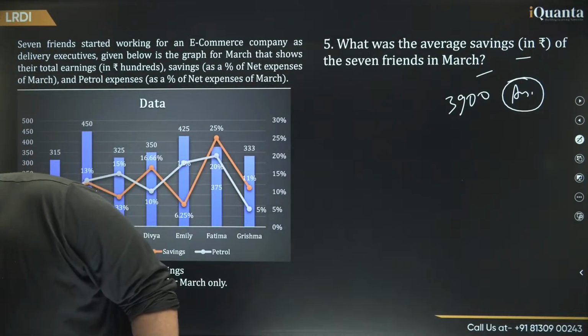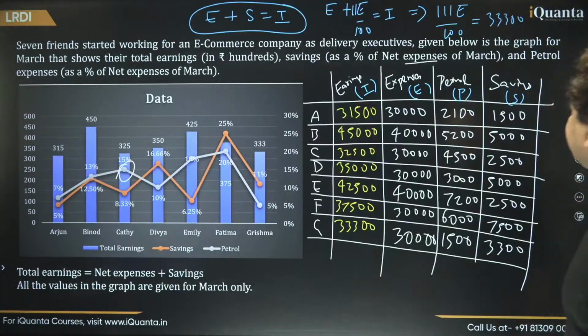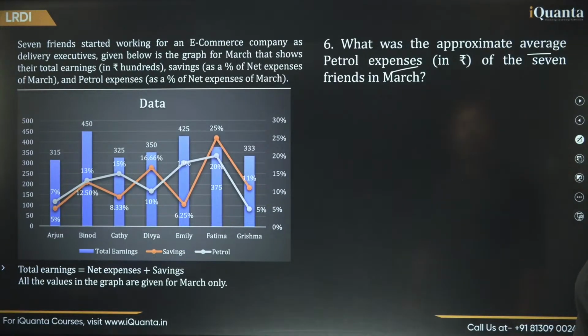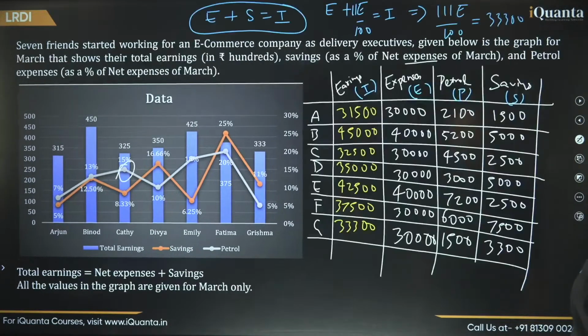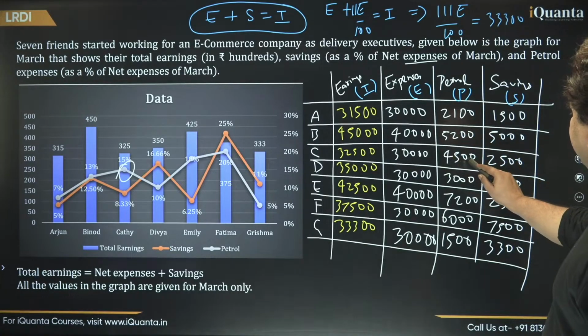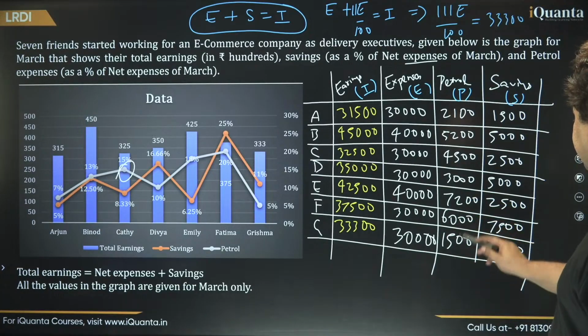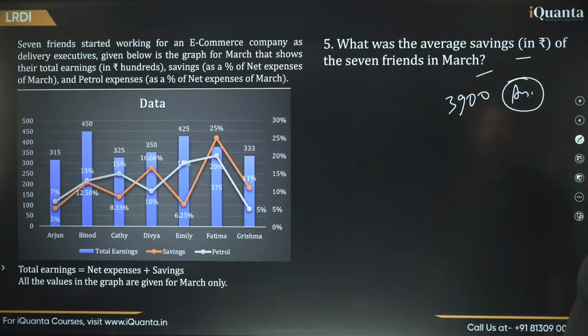Thanks Kavita for saying that. अमन, बताऊंगा मैं. ठीक है. What's next? Approximate average petrol expenses. ठीक है. पेट्रोल का देख लेते हैं. Let's add this. 7,300, 11,300, 11,800, 14,800, 15, 22, 28, 29,500 divided by 7.